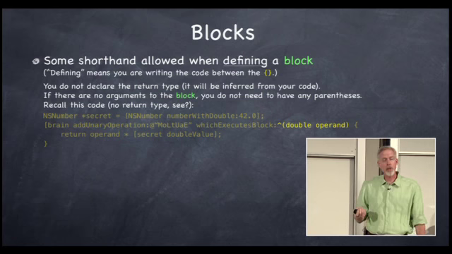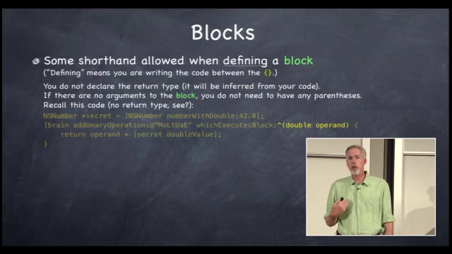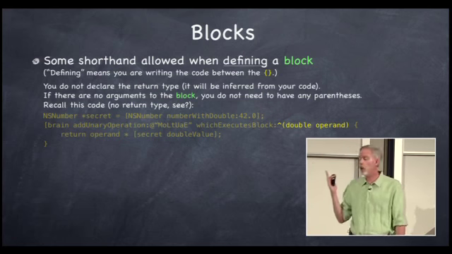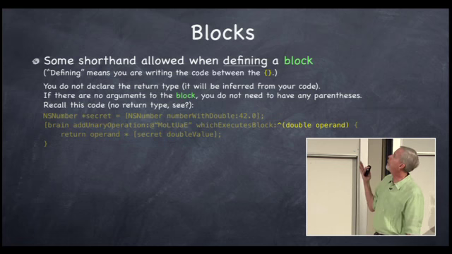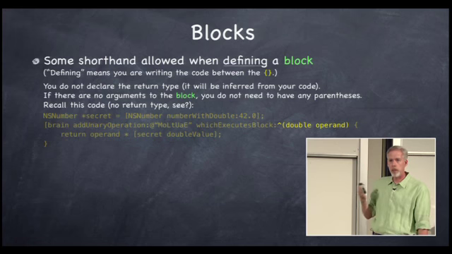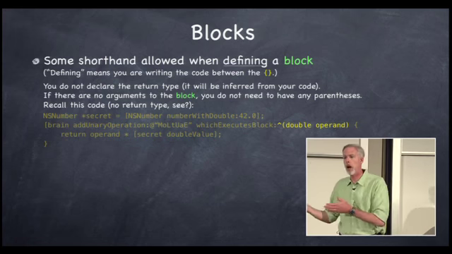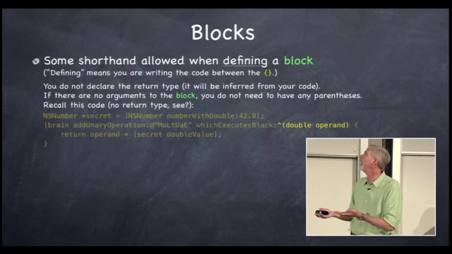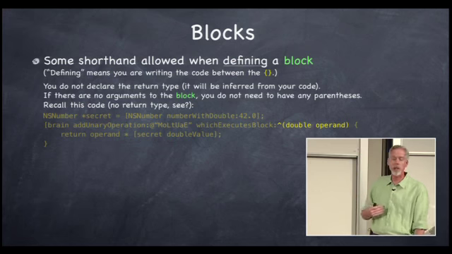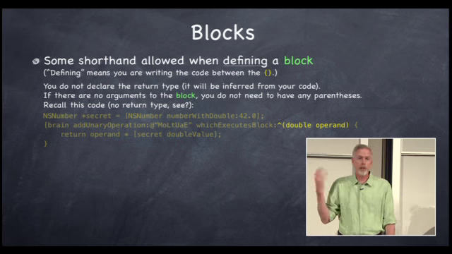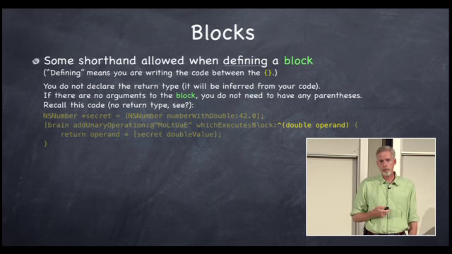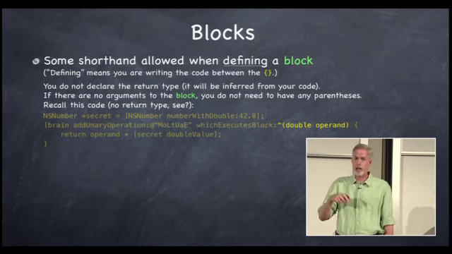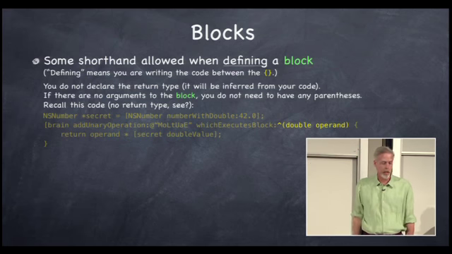Also, you never have to define the return type when you're calling the thing. So you notice here, when we're calling add unary operation, and we say caret, double operand, because we're going to have a block here, we don't say double caret double operand. In other words, we don't specify the return value. The return value can be implied by the compiler from whatever you return out of the block. Okay? The compiler will type check that against the thing you're passing it to.